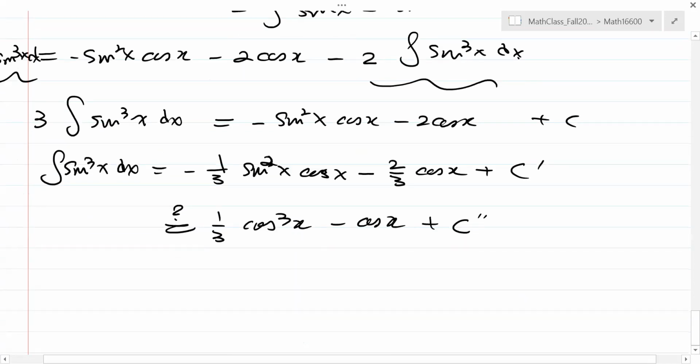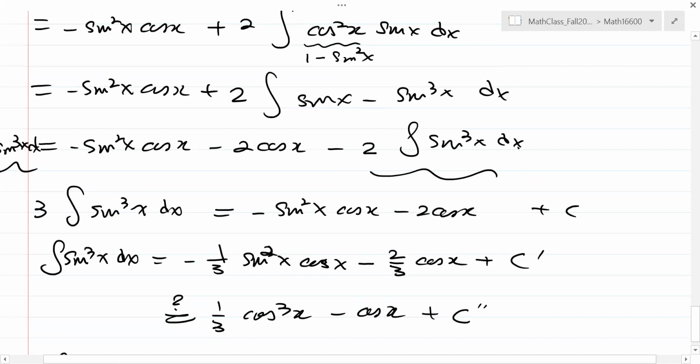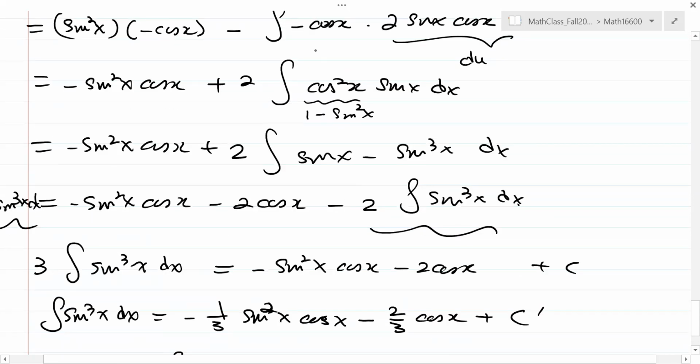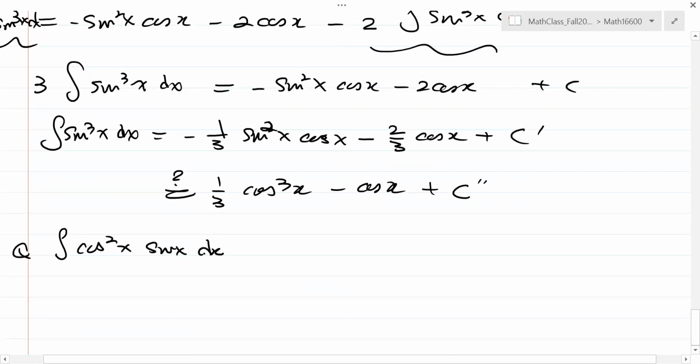So the integral, let's come back here, just the integral of cosine squared x sine x. If you are just given the integral like that, how can you evaluate it? You have to use a substitution.